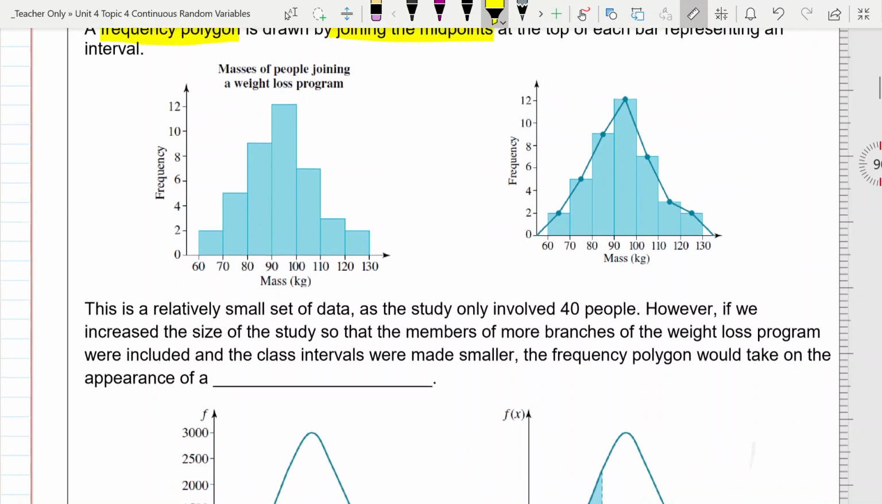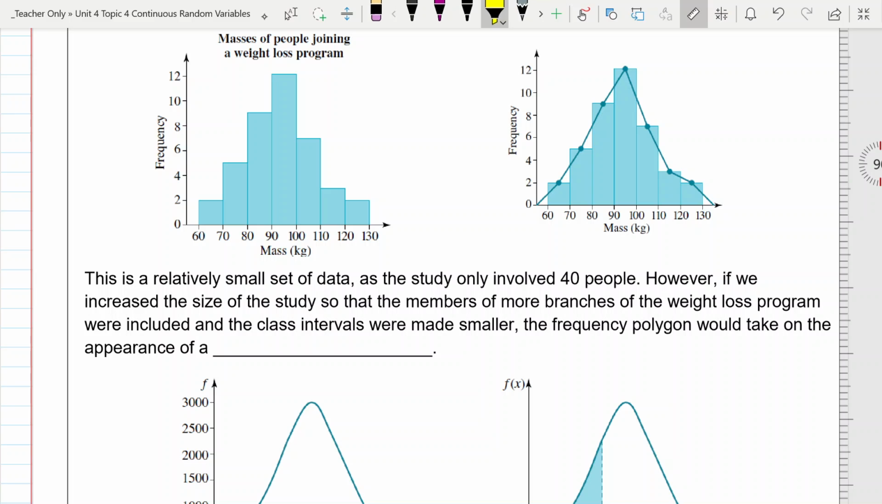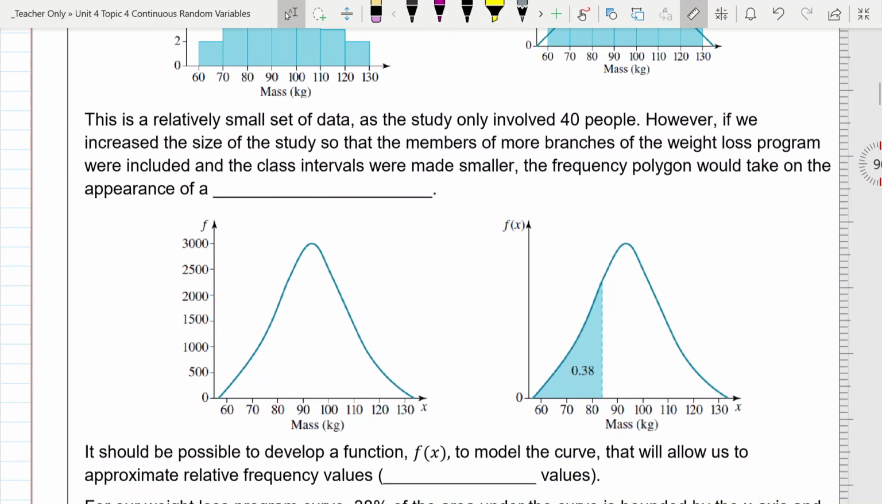But you'll notice that on this frequency polygon over here, these little lines are quite distinct from each other, and so you can actually see the gradients of them. But if we didn't only have 40 people joining, what if we had like 4,000 or 40,000 people joining? Our intervals would be smaller and smaller and smaller, and so our little lines would be really short. And what we would end up with when we join all the center points is we would actually have a smooth curve.